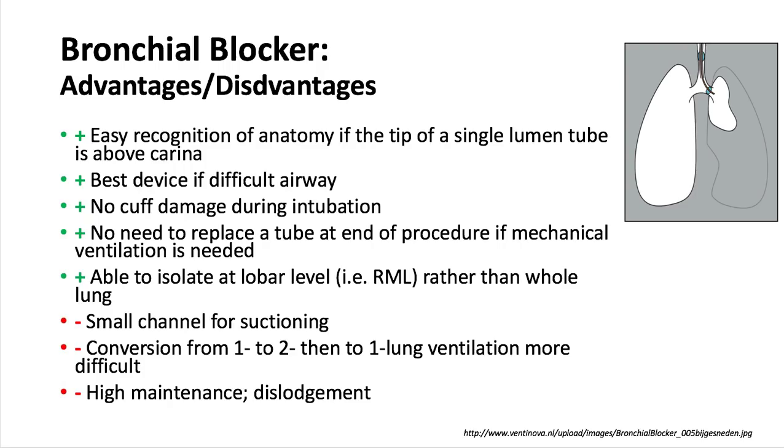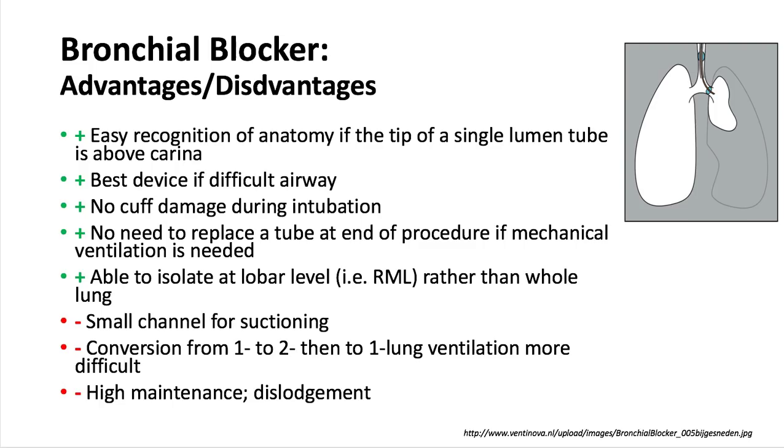And at the end of an operation, where you've done lung surgery, for example, or maybe it was a difficult intubation, you don't need to replace the double lumen tube with a single lumen tube if you're planning mechanical ventilation, let's say in the ICU. You can just pull the bronchial blocker and ventilate through the single lumen tube. Bronchial blockers also can be used to isolate at the lobar level. So instead of just the whole left lung or the whole right lung, you can isolate single lobes like the right middle lobe.